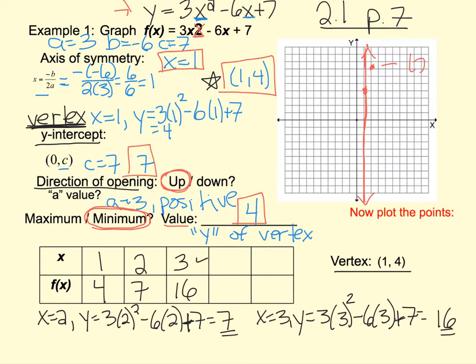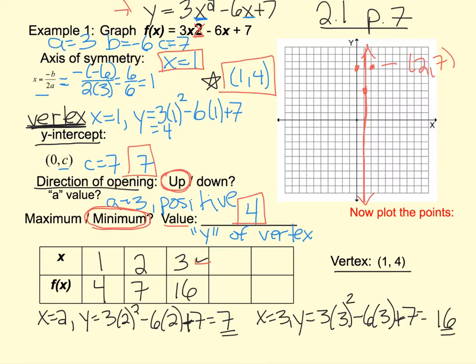All right, so that's (2, 7). Now this (2, 7) is 1 to the right of our axis of symmetry. So then I know I'm going to have another point 1 to the left. Okay, now let's plot (3, 16).